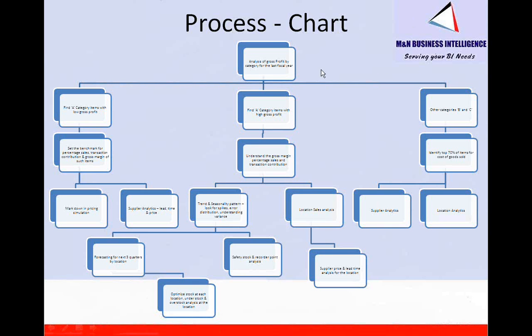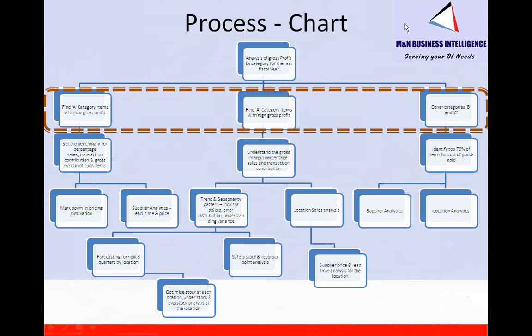So we have a specific route for how we go about it. We look at the gross profit by category for the last fiscal year, looking at category A items with low gross profit, with high gross profit, and other category B items. For category A items with high gross profit, we look at the gross margin, trend and seasonality, look at safety stock forecasting, and optimize the stocking at each location. We also look at location sales analysis and supplier analytics. For category A items with low gross profit, we look at the benchmark. We set up a benchmark for percentage sales and transaction, look at markdown pricing, supplier analytics, and similar activities are carried out for the category B and C items.